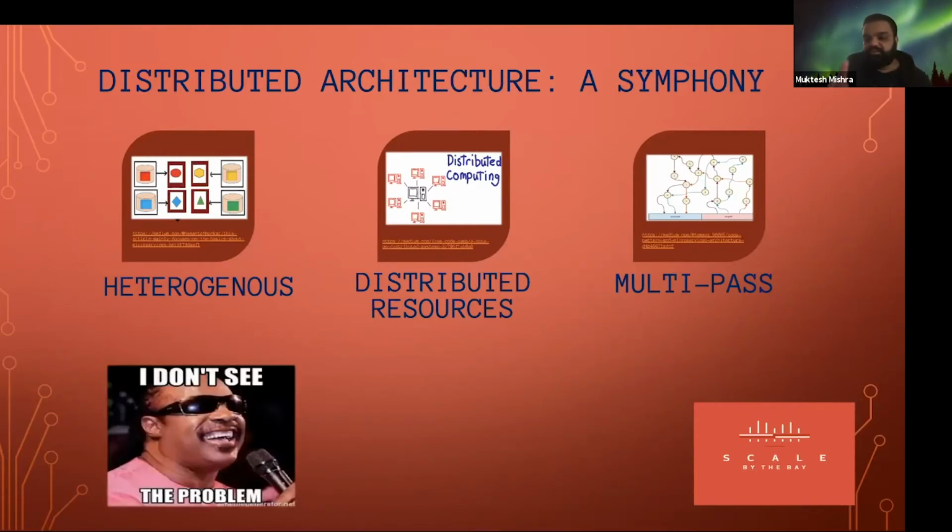But this is all fine and dandy, all good. What happens when any of the components fails? Because these components are distributed, if you have to debug which component is behaving badly and what the reasoning behind that is, it becomes a challenge. That is why you see this guy saying, I don't see the problem.